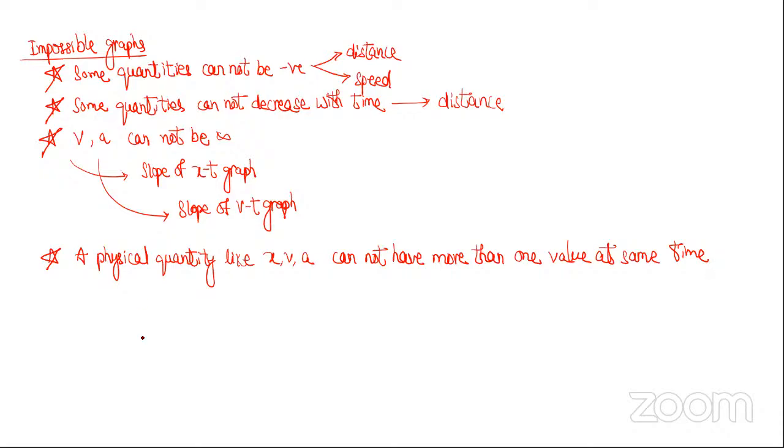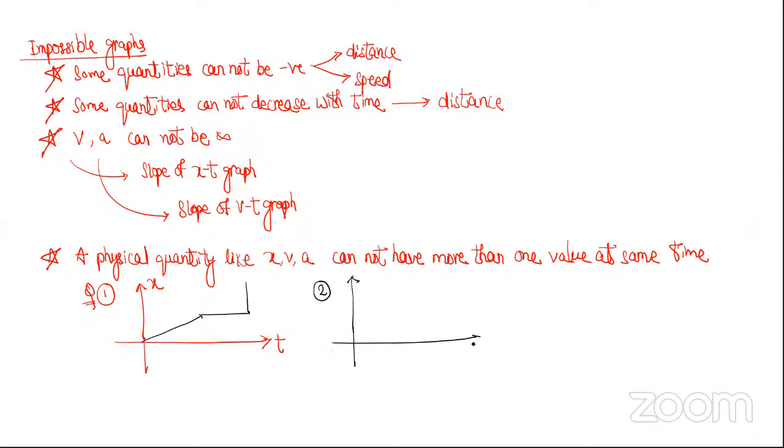चलो, so now I am asking you some questions. You tell me whether this is possible, not possible, why not possible, which point is becoming invalid. So this is x, this is t, so it's like this. So x goes on increasing like this, and then it becomes horizontal, and then it becomes vertical. Possible, not possible? Not possible, sir. Why not possible?